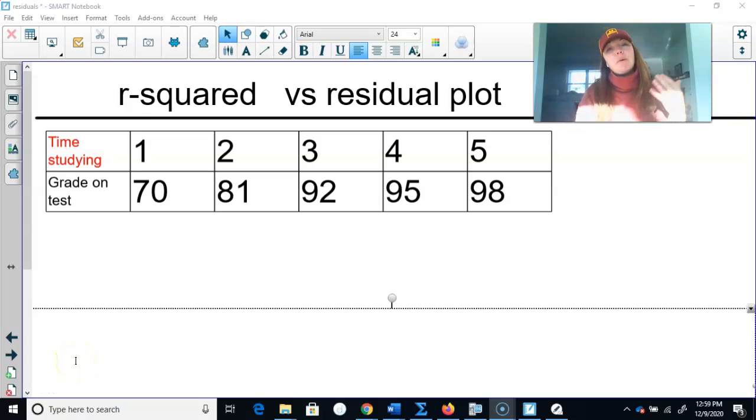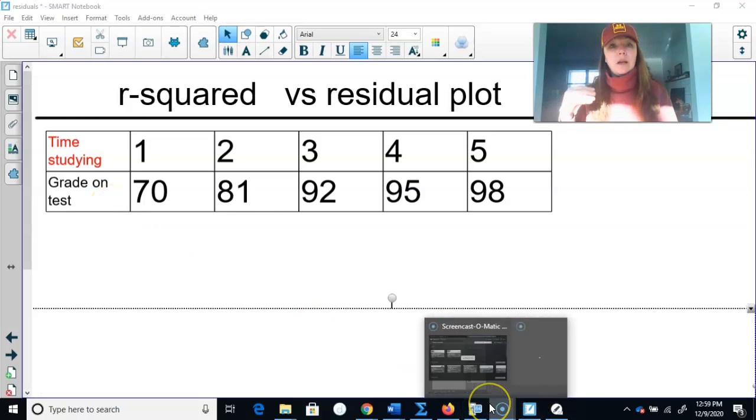Hey stats guys, today we're going to look at R squared versus a residual plot and talk about those differences again, and go through the calculator in case you need some more help with that. So the first thing we want to talk about is what is R squared? Before we even talk about R squared, we want to look at this association right here. We have the time studying versus grade on a test.